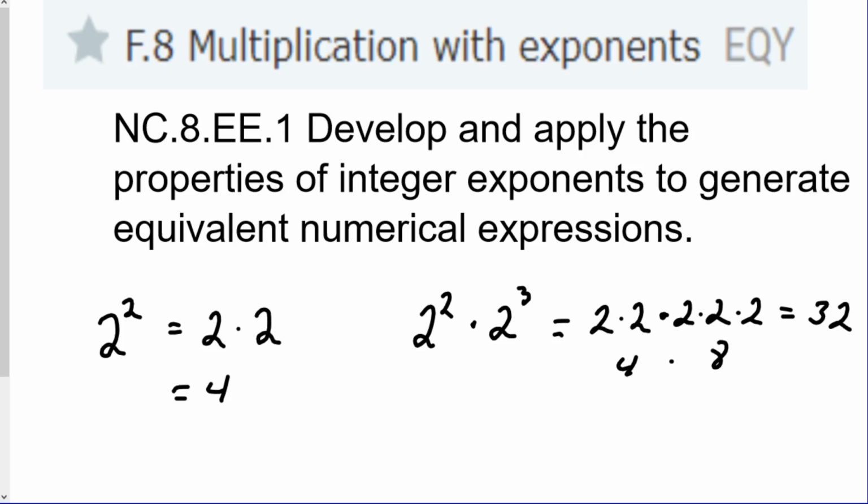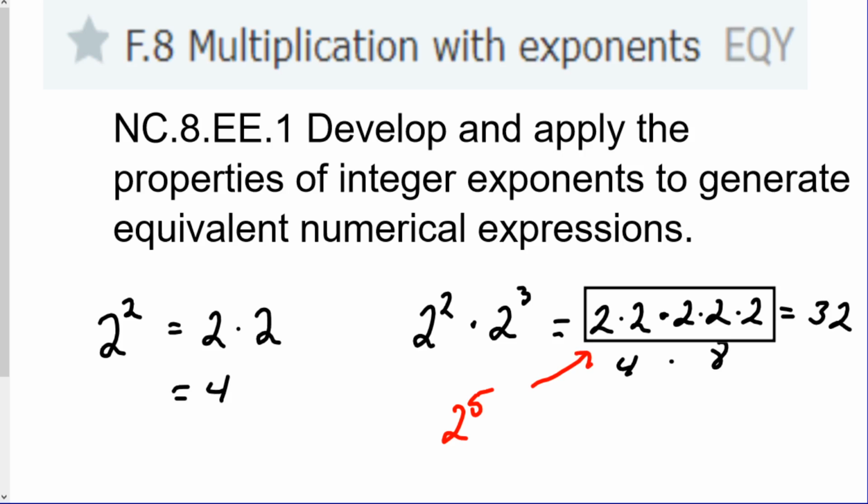So what do you notice in the second part here in this step? What are we really and truly doing there? Well, we've taken the 2 times 2 from 2 squared and multiplied it by the 2 times 2 times 2, 2 to the third, and now we actually have 2 times 2 times 2 times 2 times 2. So we really and truly have 2 to the 5th power in this second step.